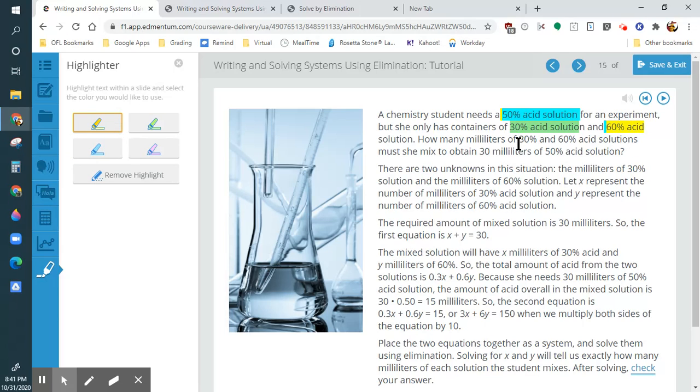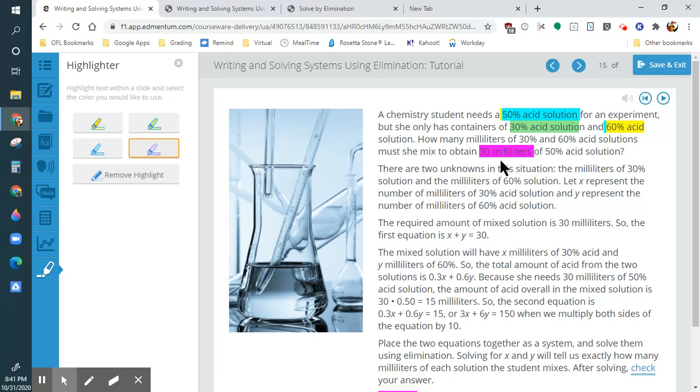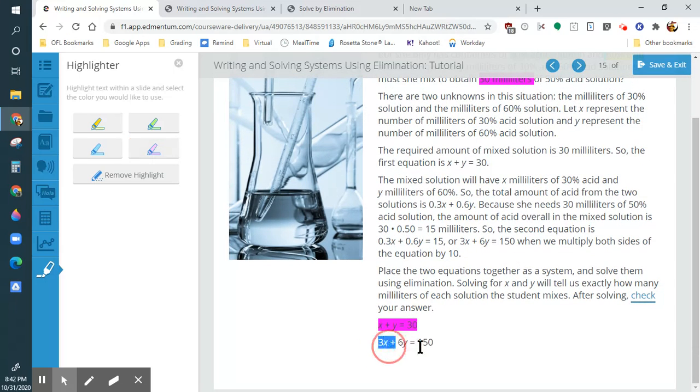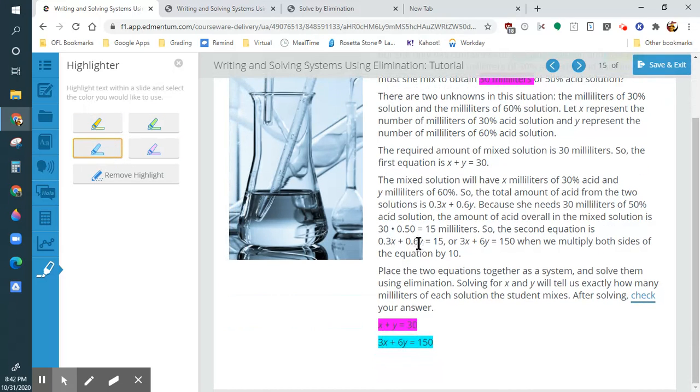Okay. And how many milliliters of that do you need for that? And he wants this much. So one of our equations represents literally just the amount of milliliters. The other one represents how much we have here. So this one's going to be the total solution. So that's going to be our blue.